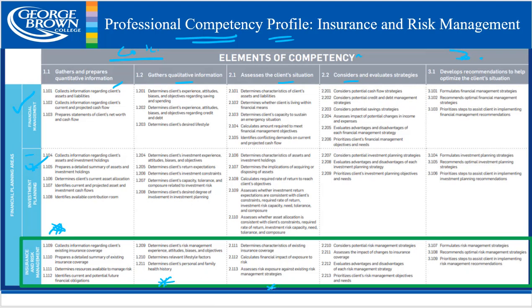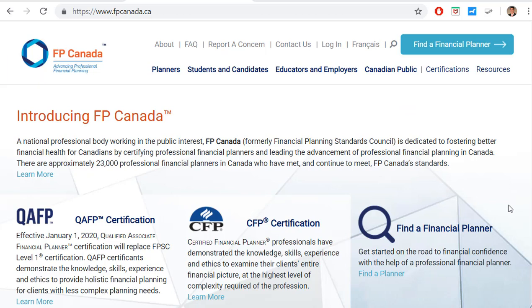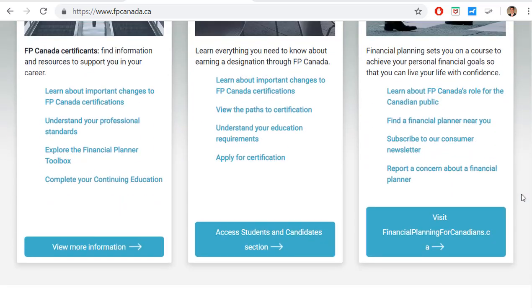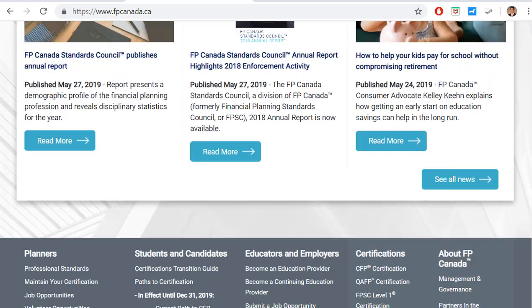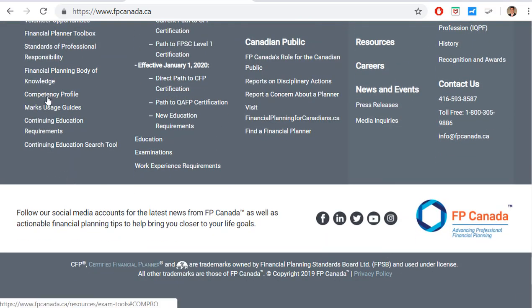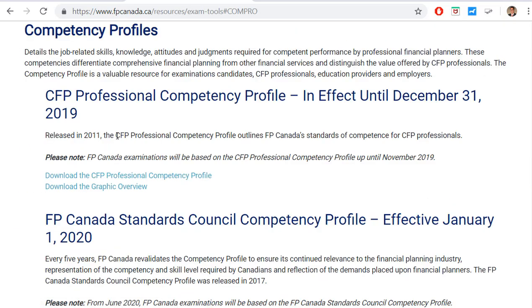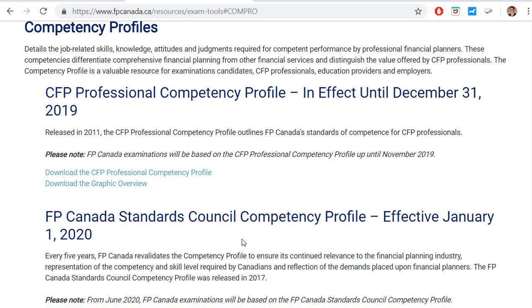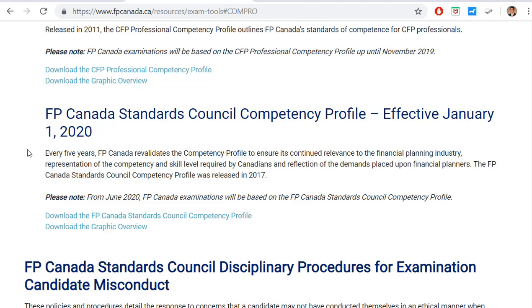It's quite small to read, so I like to remind students again, where did we get this chart from? So here I am at the website for FP Canada, www.fpcanada.ca. There are very many good resources you can get from this website. And again, if we scroll down on the front homepage, on the bottom left-hand side here, we have the competency profile. You can see that there's one that's in effect until December 31st, 2019. So most of my students are going to be, of course, affected by this competency profile. And then you've got the full document, or the download the graphic overview.